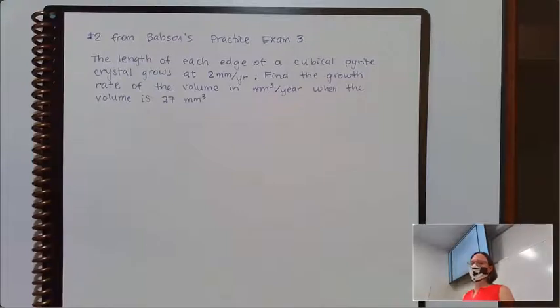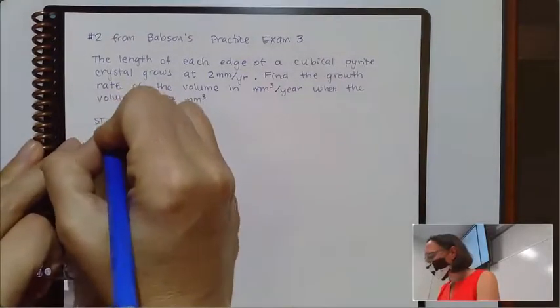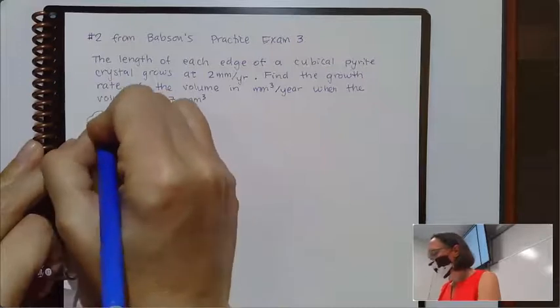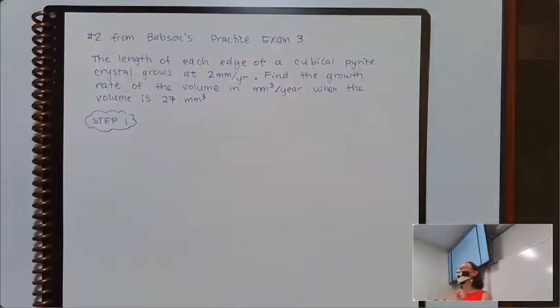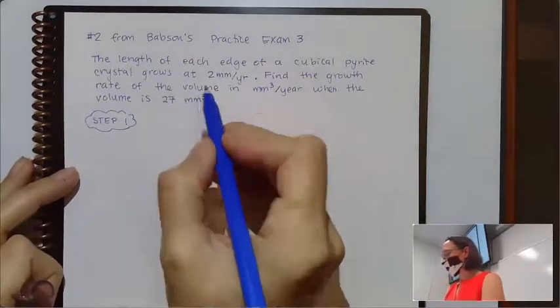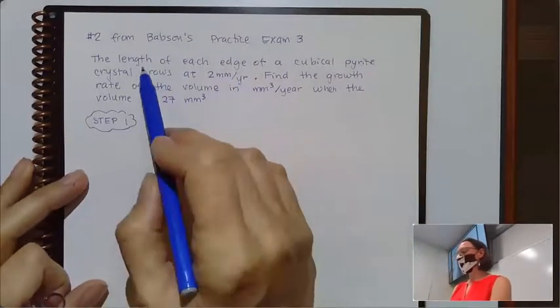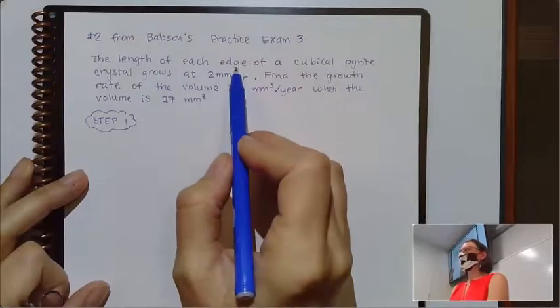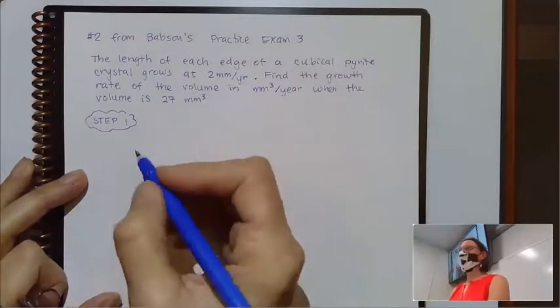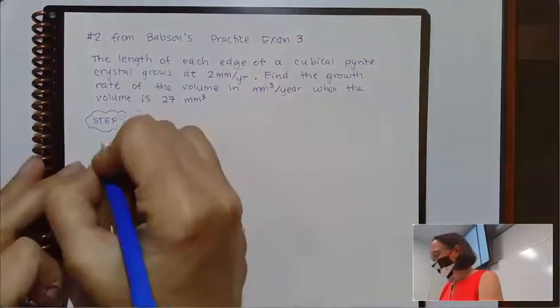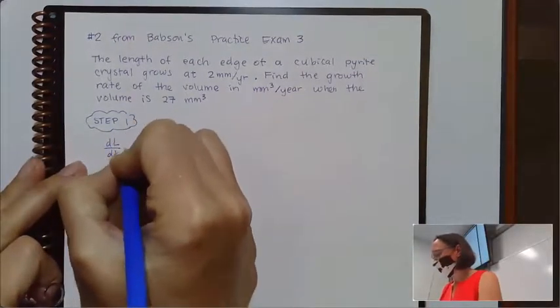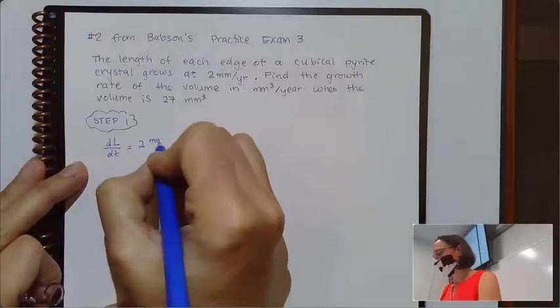Once I know it's a related rates problem, now I'm going into my 4 steps. That first step for related rates is just to identify what the rates are that we were given, and what the rates are that we want to find. The rate that we were given is this 2 millimeters per year, and that corresponds to the length of each edge. It doesn't really matter what letter I use, but I'm going to go for L for length. So I'm going to say that dL/dt is that 2 millimeters per year.